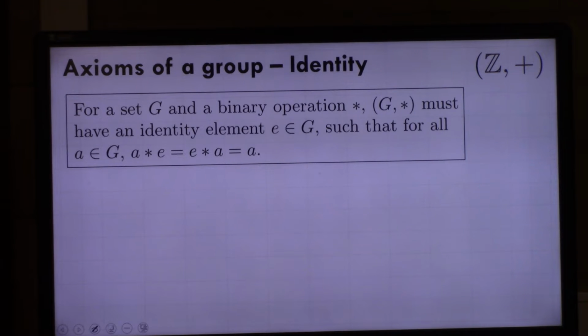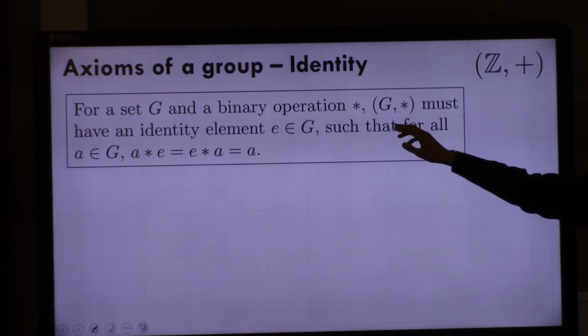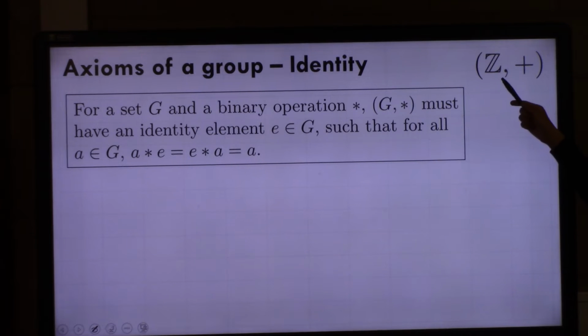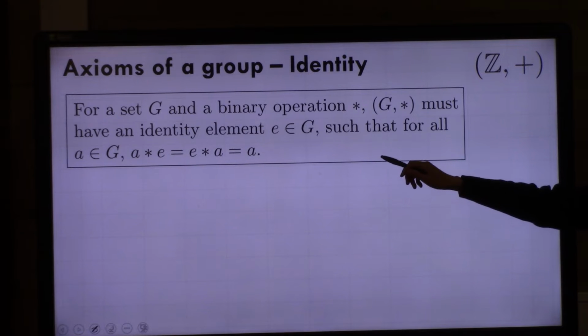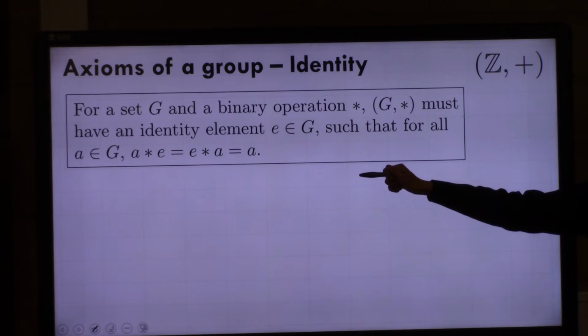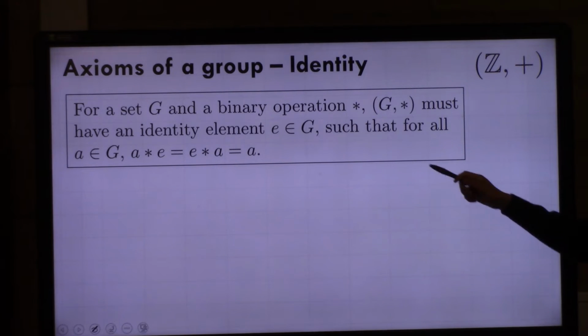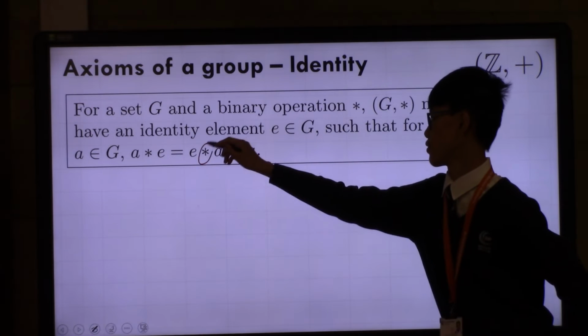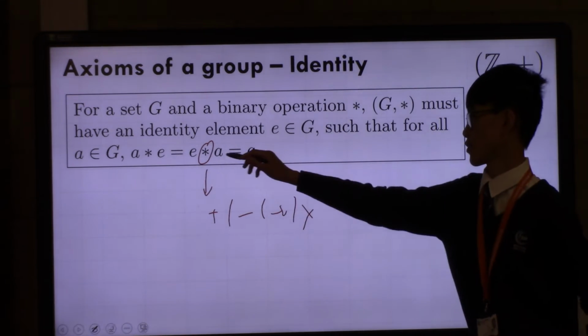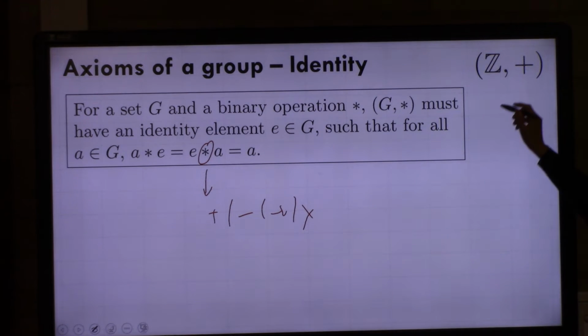Identity. So what this here is saying is each group must have an identity element, and we call that E, that exists in the group, in the set, such that for all A in G, so that basically means for all the elements in the set, that A star E is equal to E star A is equal to A. And this star here is just what we use to replace plus or minus or divide or times or whatever. That's just the symbol to represent the operation.